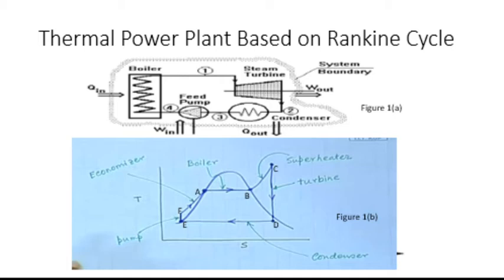That is the cycle in which the working fluid is water. Water is converted into steam, and again steam is converted back into water, keeping pressure constant and entropy constant along different paths, and performing a particular cycle. That cycle is known as the Rankine cycle. This process of a thermal power plant works on the principle of the Rankine cycle.